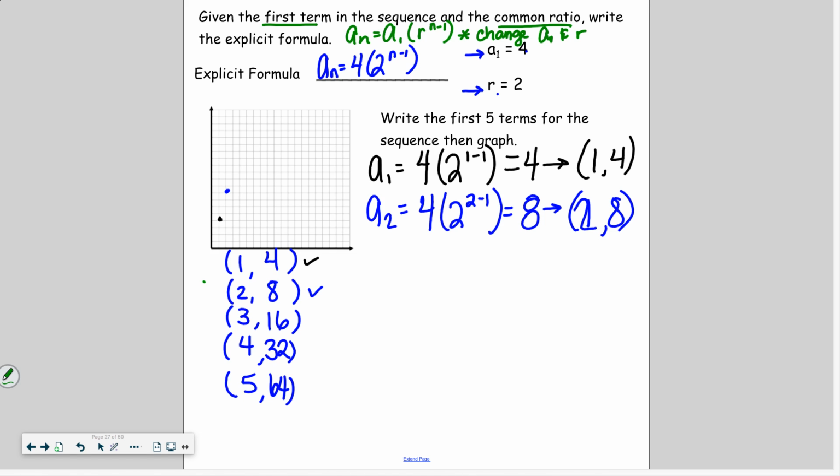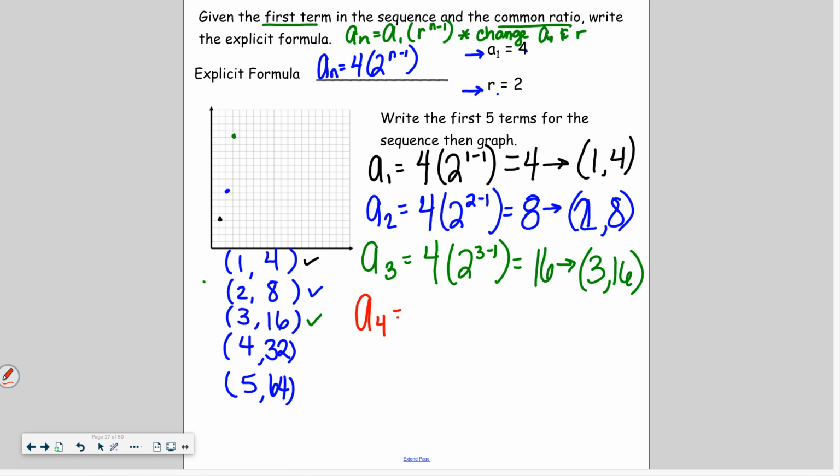All right, let's do the next one. A sub 3, 4, 2, 3 minus 1. When you put that in the calculator, you're going to get 16, which is 3, 16. If we look, they're checking out. Now, it looks like the last one we're going to be able to graph, but it's okay. All right? So a sub 4, 4, 2, 4 minus 1. If we plug that in, we get 32. All right, and that one checks out as well.